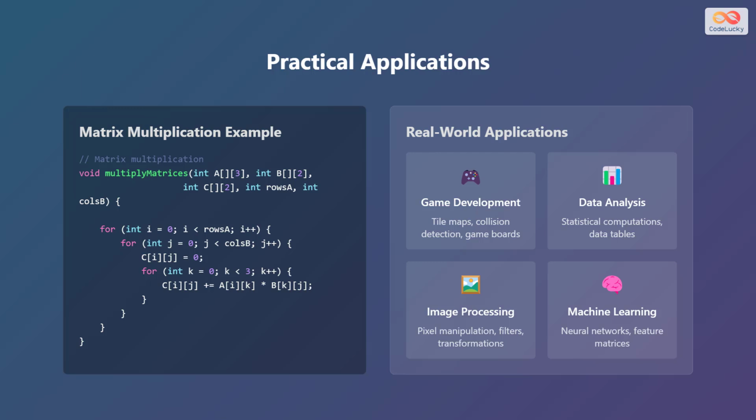void multiplyMatrices(int A[][3], int B[][2], int C[][2], int rowsA, int colsB) { for (int i = 0; i < rowsA; i++) { for (int j = 0; j < colsB; j++) { C[i][j] = 0; for (int k = 0; k < 3; k++) { C[i][j] += A[i][k] * B[k][j]; } } } } Multidimensional arrays are used in various fields, including game development for tile maps and collision detection, data analysis for statistical computations, image processing for pixel manipulation, and machine learning for neural networks.